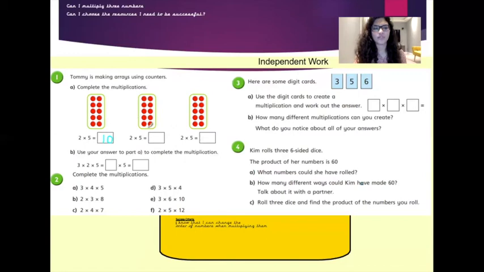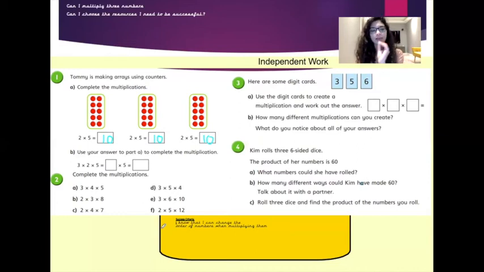What about this one? 2 times 5. Oh, it's the same exact question. So the same exact question will give you the same exact answer. Last one, it's the same again. 2 times 5 equals 10. Okay, A was super simple to do. B, use your answer to part A to complete the multiplication.